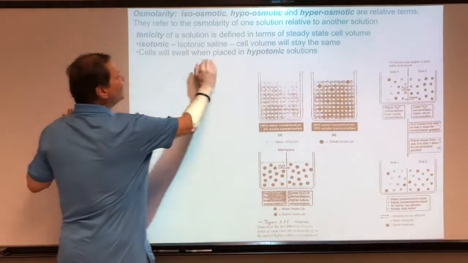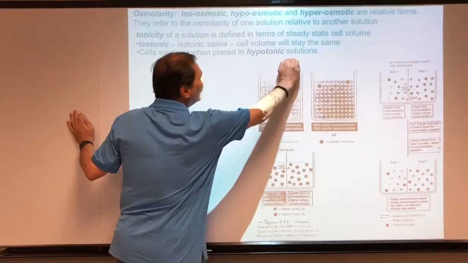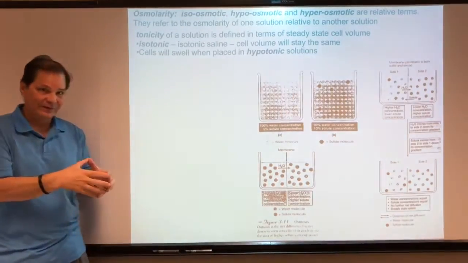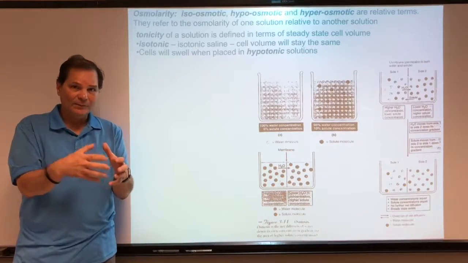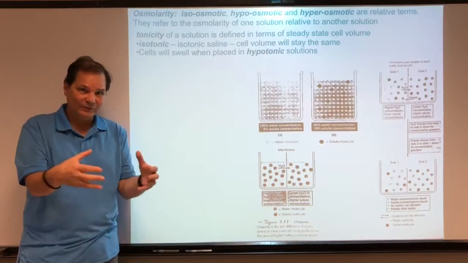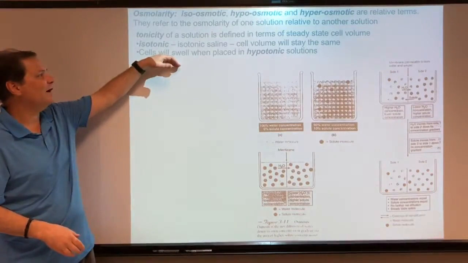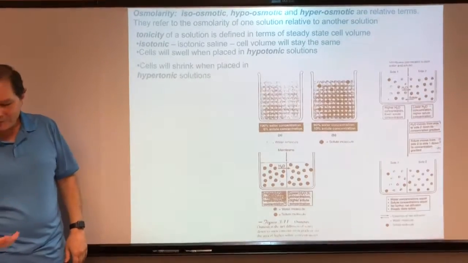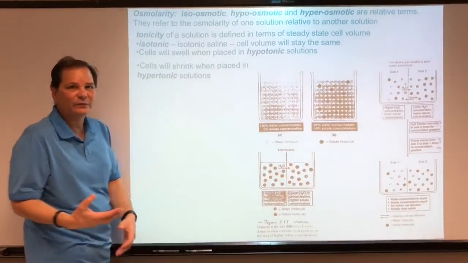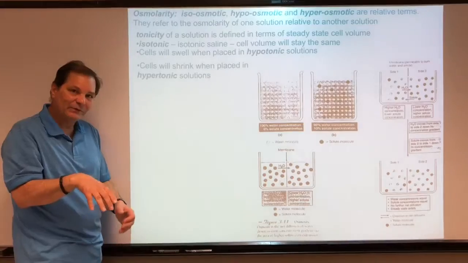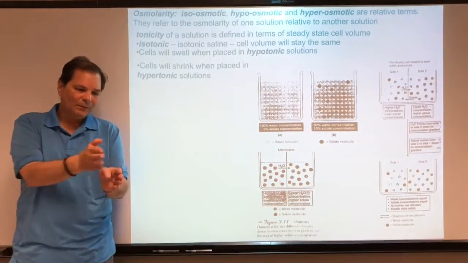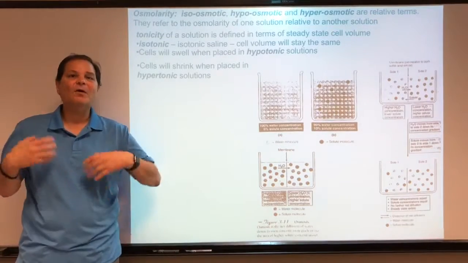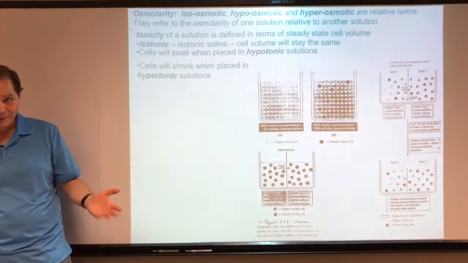Cells will swell when placed in a hypotonic solution. So if I take a cell and I drop it into a solution and that cell swells, that means water moves from the solution into the cell and it swells. We say that's hypotonic. Hypotonic solutions cause cells to swell. Hypertonic solutions cause cells to shrink. If I drop the cell into a solution, into a beaker, and water moves out of the cell from inside to outside, that cell shrinks and we call that solution hypertonic, okay?